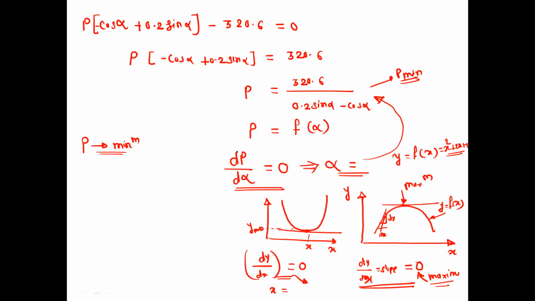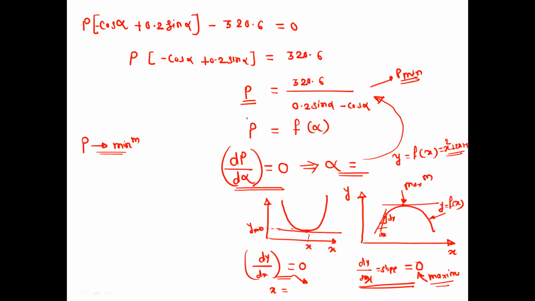So similarly, we use this dP by d alpha equal to 0. From this, we will get the value of alpha. Put this value of alpha in this equation of P, and that value will be nothing but the P minimum. So you have already studied this maxima and minima. This is just a revision.